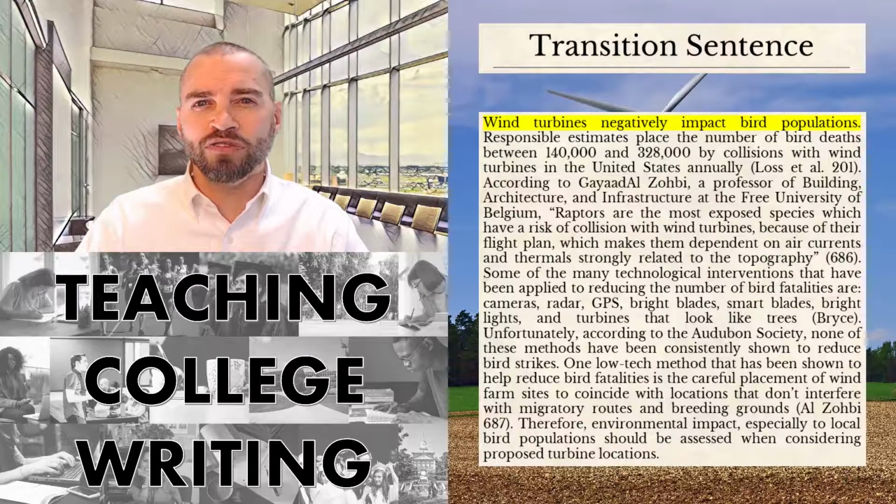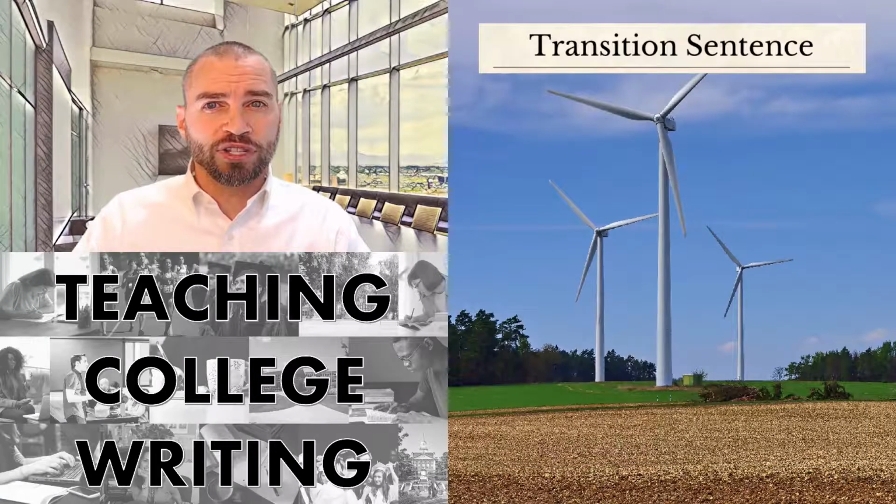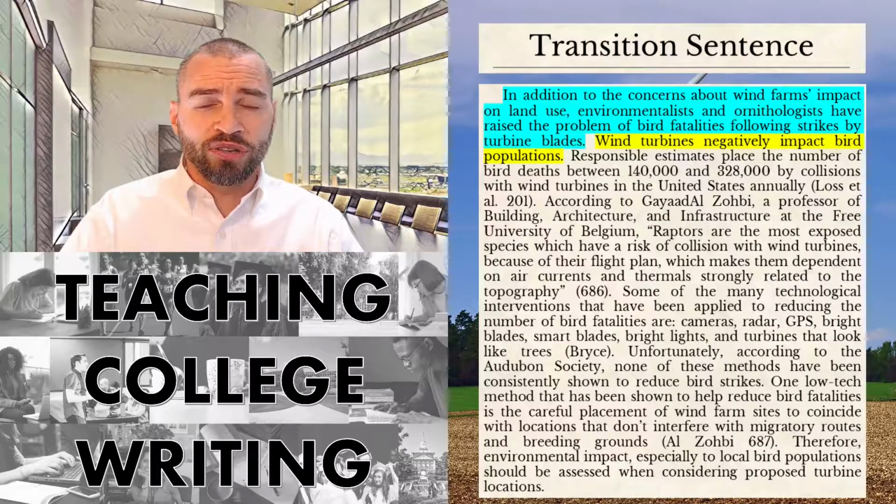If you take a look at how much information is conveyed in that one paragraph of the wind turbine essay, you can recognize that an essay with many more paragraphs like this will contain tons of information. A good writer gives their reader help in processing all this information, and another way writers can help their readers is with a transition sentence at the beginning of a paragraph. Here's what the transition sentence in the final version of that paragraph about wind turbines looks like. In addition to the concerns about wind farms' impact on land use, environmentalists and ornithologists have raised the problem of bird fatalities following strikes by turbine blades. Wind turbines negatively impact bird populations.